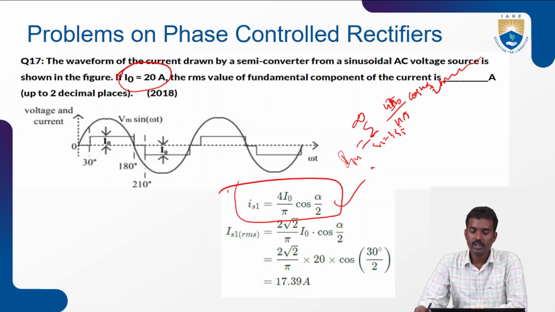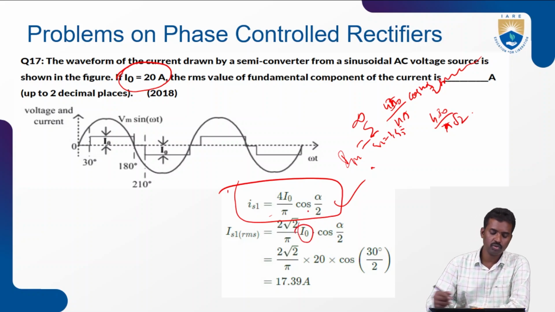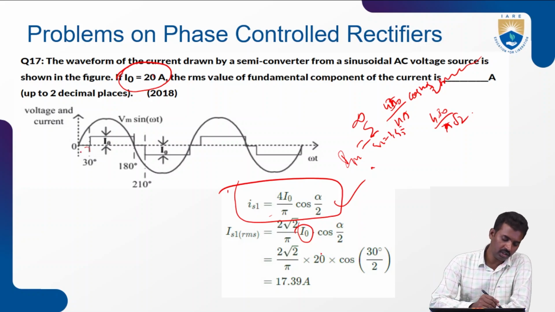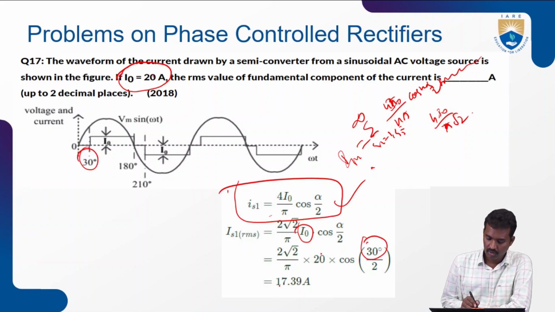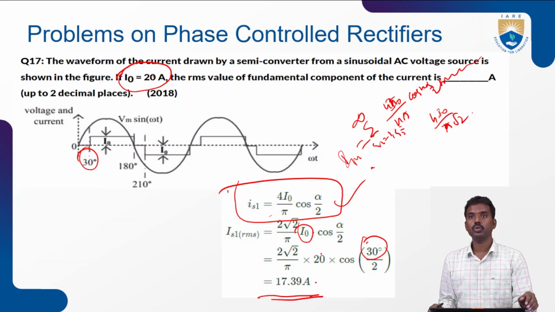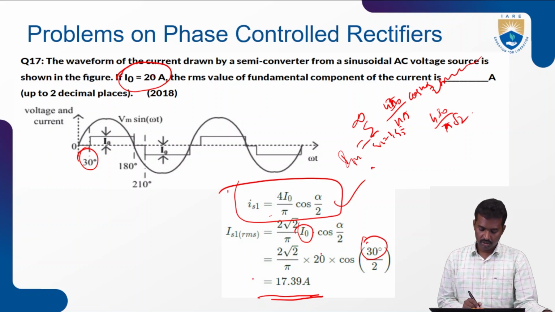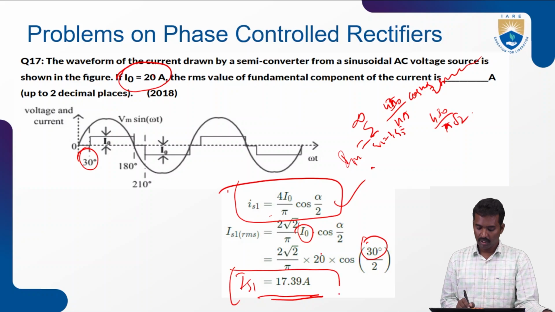Now the source RMS equals this divided by root 2. So 4 I0 by pi root 2, where I0 equals 20 amps is given, and alpha value is given, that is 30. So 2 root 2 by pi times 20 times cos(30 by 2) is IS1, the fundamental component of source RMS current, which is 17.39 amperes.